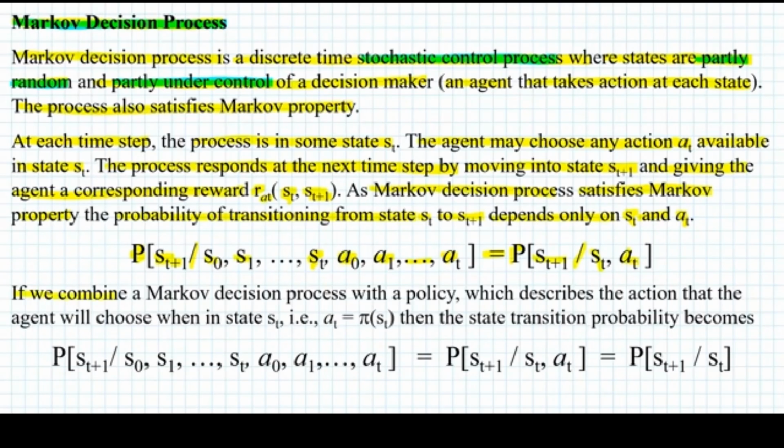And if we combine a Markov decision process with a policy, that is, the agent has a fixed policy which describes the action that the agent will choose when the process is in state st, that is at equals pi of st, the policy function, then the state transition probability becomes equal to probability of st+1 given st, because st incorporates information about at also, which is directly dependent on st.